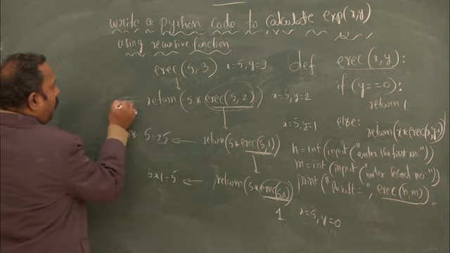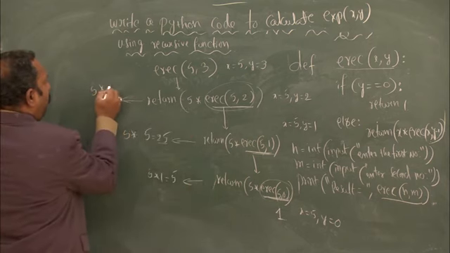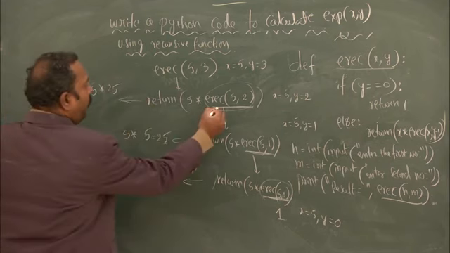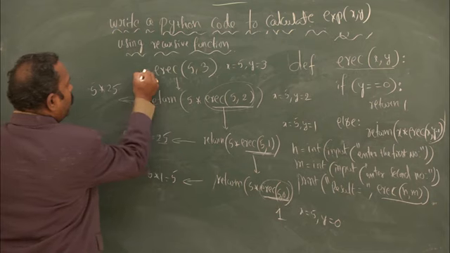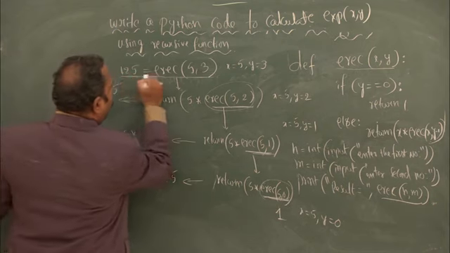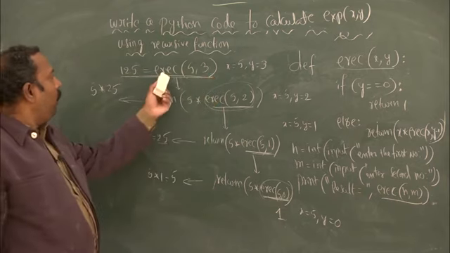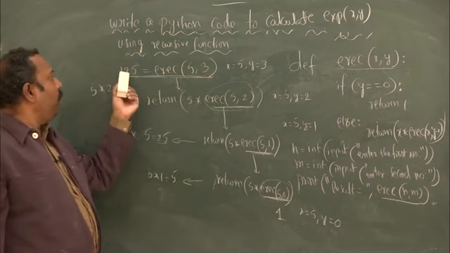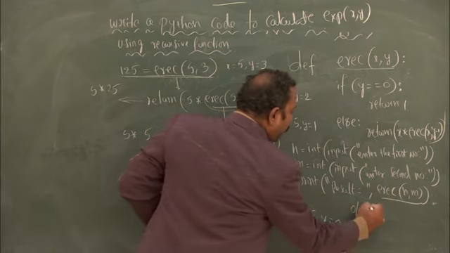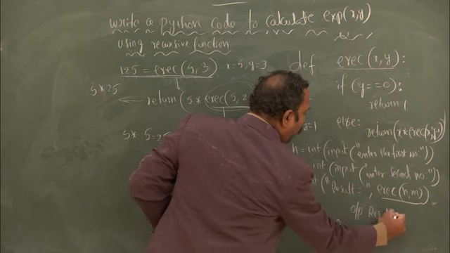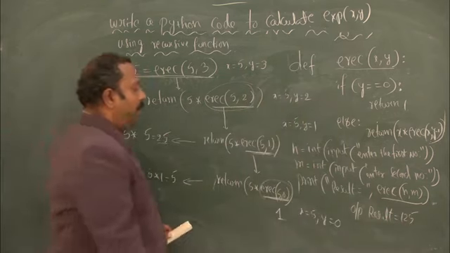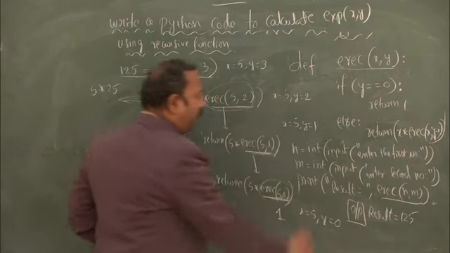So for this particular return value, 5 into 25, that is 125, will be returned for this particular function call. So you got the output 125 for this function call. Whenever you call EREC of 5 comma 3, what is the output you will get? Result equal to 125. We will get result equal to 125 here. So this is the output we got.